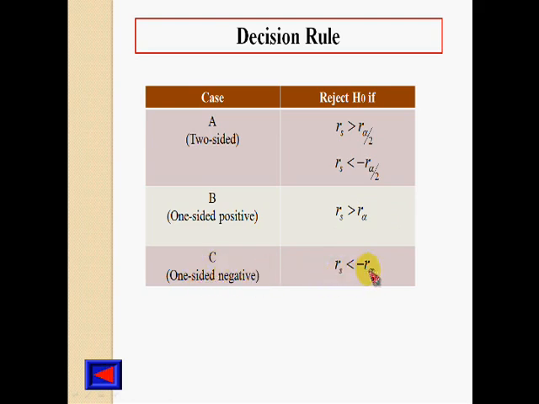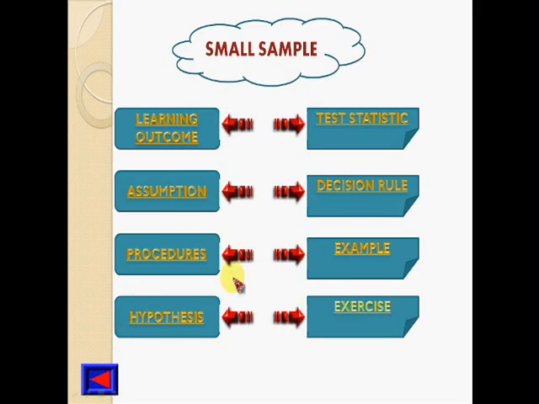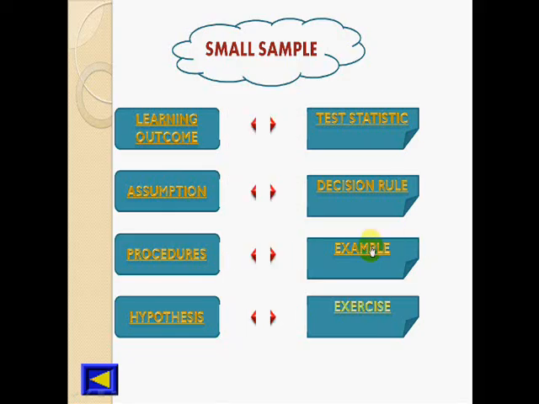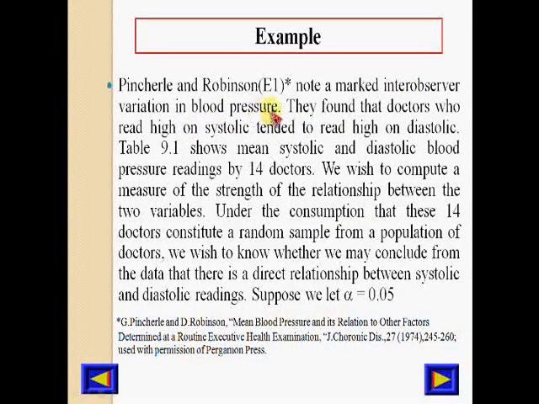Okay, to help all of you understand better how the small sample Spearman rank correlation coefficient works, we proceed to the example. This is the example, which is variation in blood pressure. They found that a doctor who read high on the systolic tended to read high on the diastolic. Table 9.1 shows the mean systolic and diastolic blood pressure readings by 14 doctors.